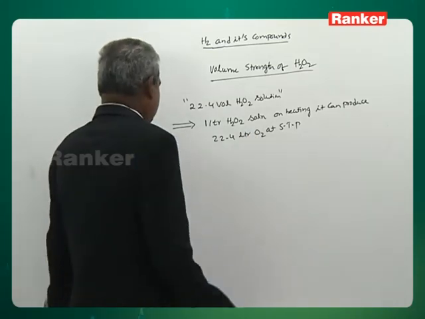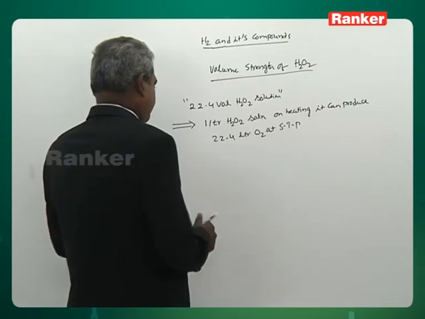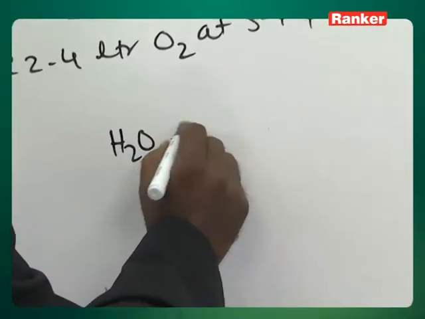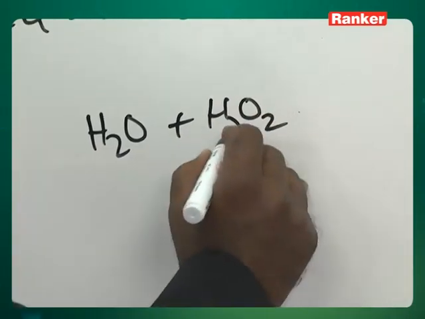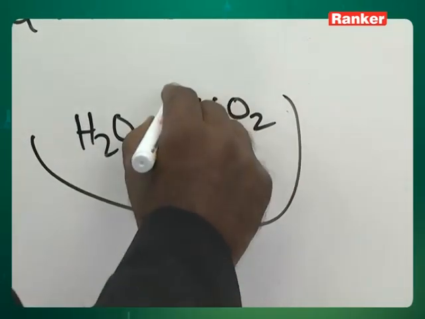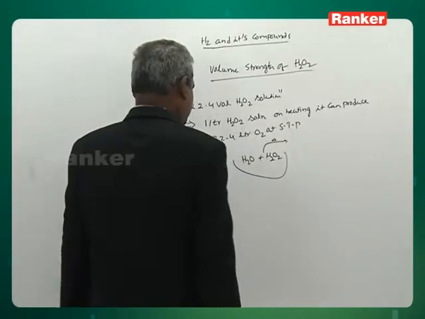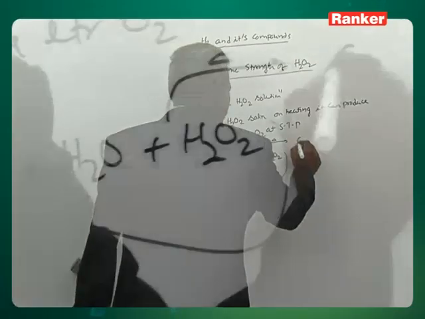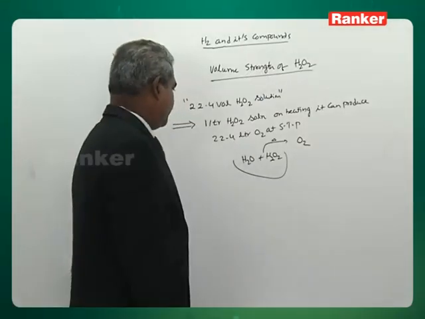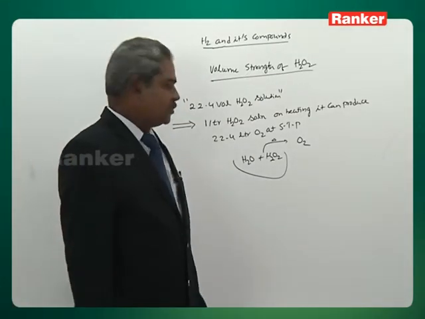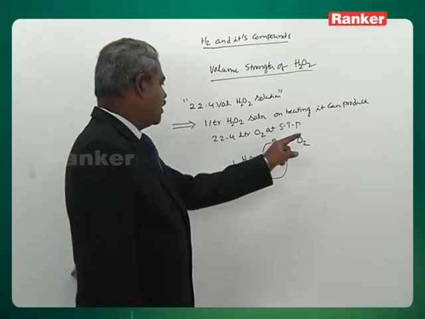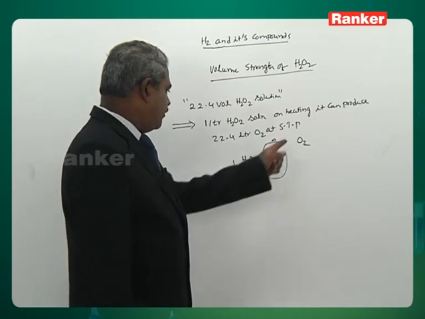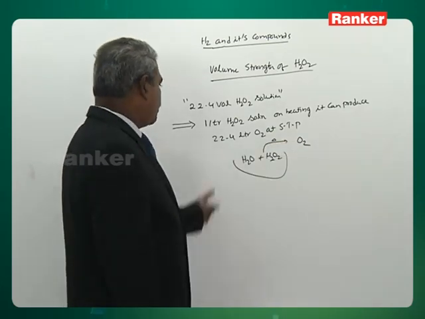Now, what does that mean? H2O2 solution, you have H2O plus H2O2, right? On heating, what will happen? H2O plus H2O2 on heating, who will give oxygen? You know H2O won't give oxygen. H2O is very, very stable. It won't give any oxygen. Therefore, it is H2O2 only that is giving oxygen. So, you are getting 22.4 liter oxygen, which means 1 mole at STP.